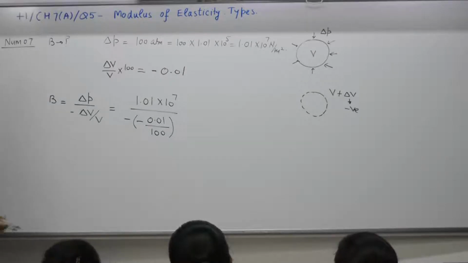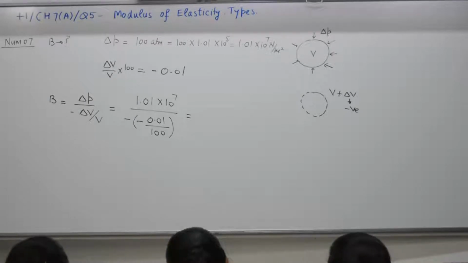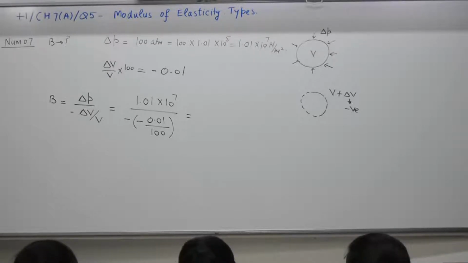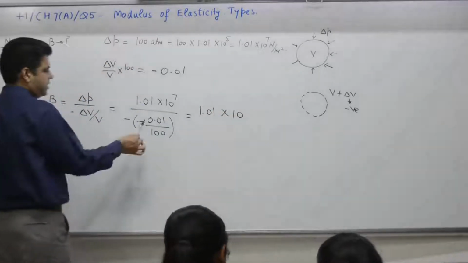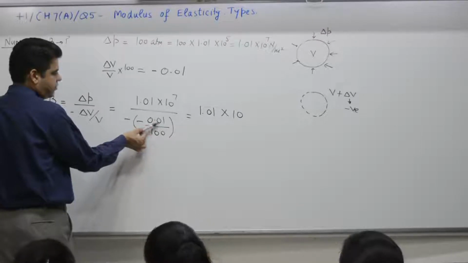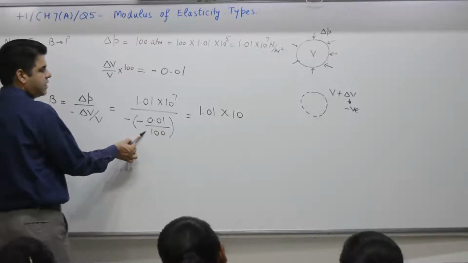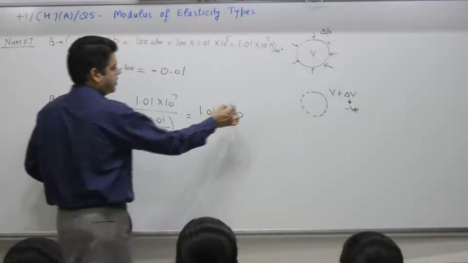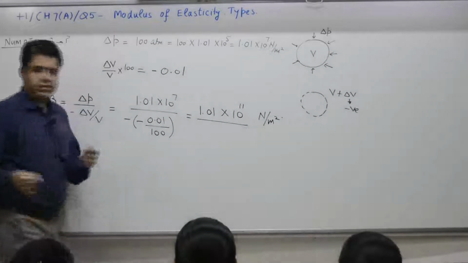Correct? Comes out to be what? Answer it. 10 raised to the power 4, 7 plus 4, try. Yes, 1.01, correct answer. 1.01 into 10 raised to the power. If you shift it, it is 100 in the denominator, plus because of these two, 100 again in the denominator, 10 raised to the power 4. We shift it to the numerator, and it comes out to 11 units, Newton per meter square.